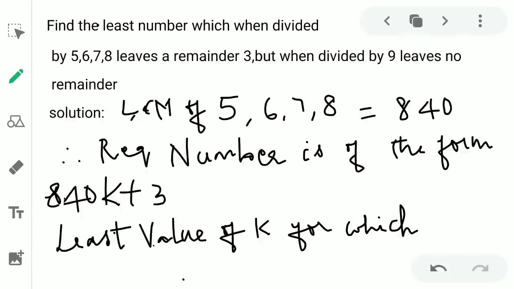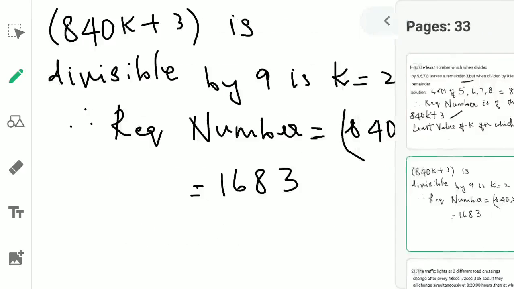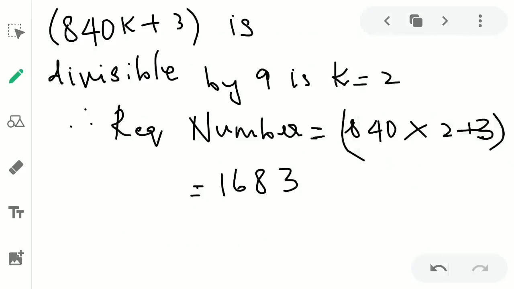Moving to the 20th question: find the least number which when divided by 5, 6, 7, 8 leaves a remainder 3, but when divided by 9 leaves no remainder. The LCM of 5, 6, 7, 8 is 840. The required number is in the form of 840k plus 3. We need the least value of k for which 840k plus 3 is divisible by 9.